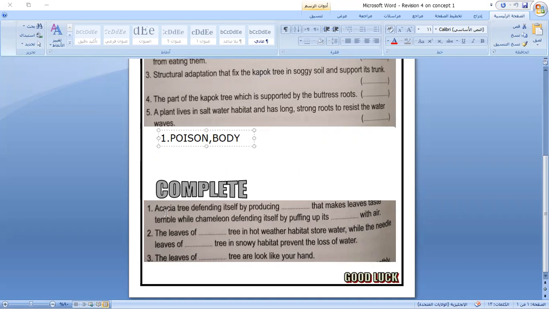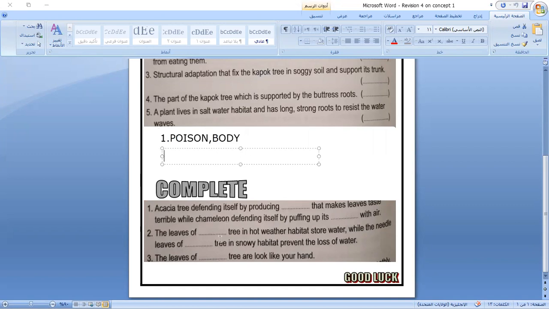Read the question again. Acacia tree defends itself by producing a poison that makes leaves taste terrible, while chameleon defends itself by puffing up its body with air. It fills its body with air. Number two, let's go to number two.